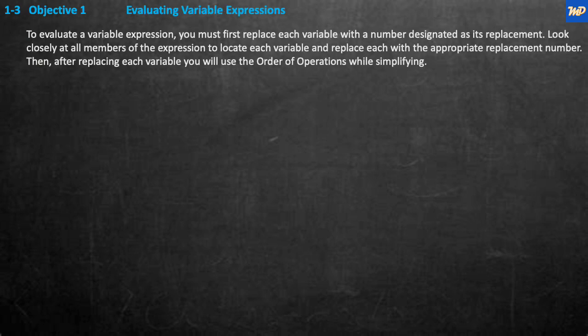Okay, our first objective, evaluating variable expressions. To evaluate a variable expression, you must first replace each variable with a number designated as its replacement. Look closely at all members of the expression to locate each variable and replace each with the appropriate replacement number. Then, after replacing each variable, you will use the order of operations while simplifying.